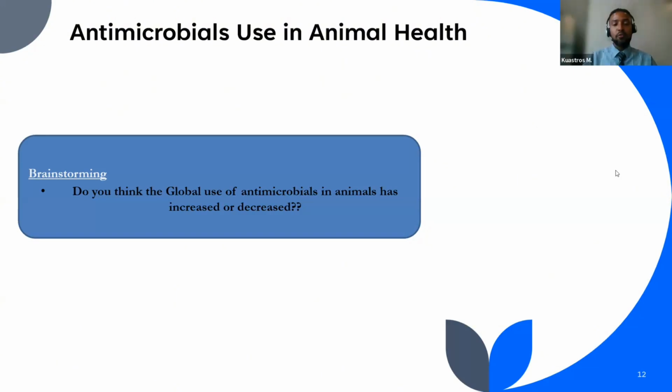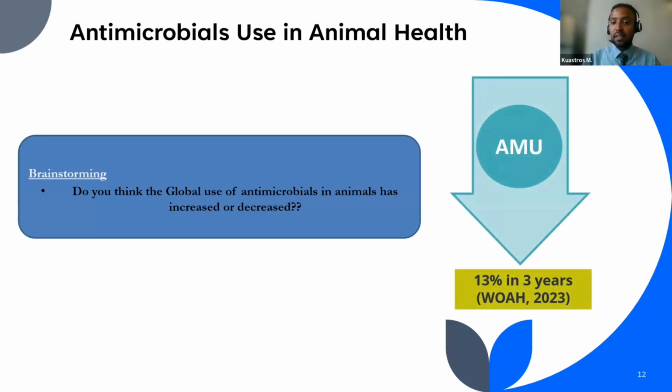Okay, thank you so much all of you for your reflection. You know, the antimicrobial use in animals data is collected by WOAH, the World Organisation for Animal Health. It collects data globally from the animal health sector. So surprisingly, antimicrobial use in animals decreased by 30% in 3 years. This is the data of WOAH in 2023.